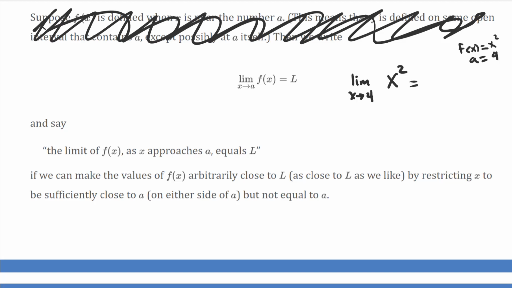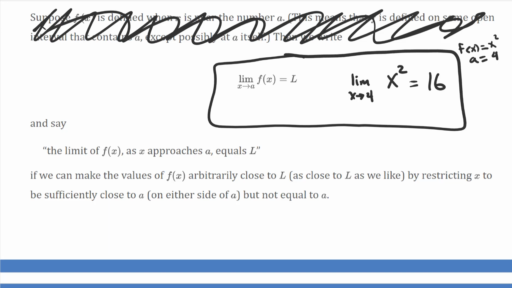And I'm going to let you know that this is going to equal, what's 4 squared? What happens if you plug in 4 for x? What did you get, 16? All right, cool. I just wanted to get you some sort of example right next to it, instead of a's and L's and f of x's.